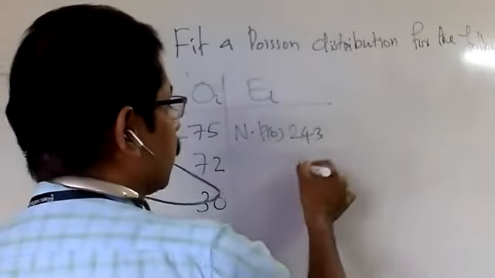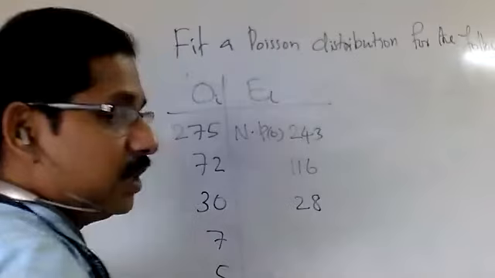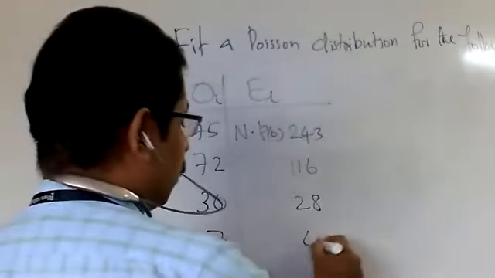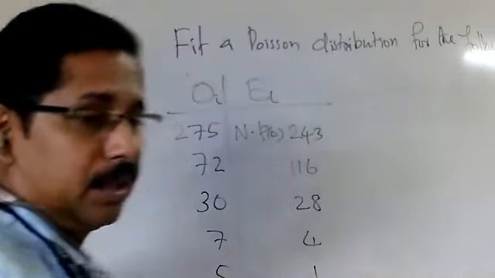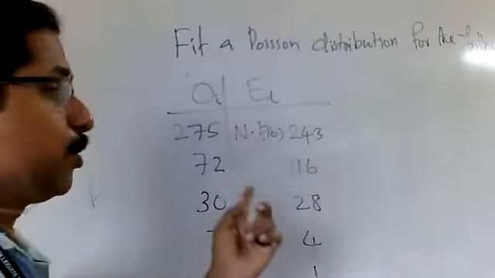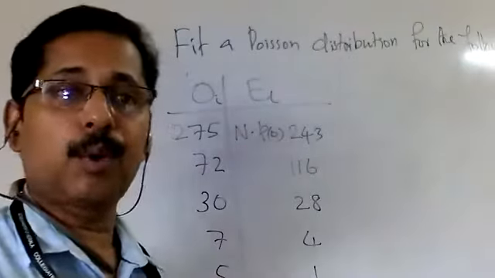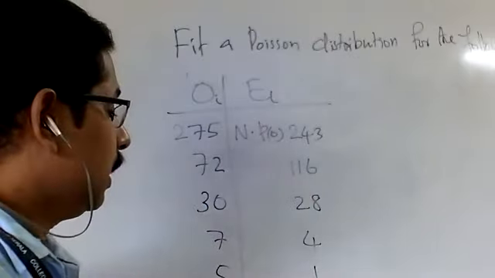Similarly, the next value is 116, next is 28, then 4, then 1, 0. So this is the expected value. Expected value is obtained by using the given probability model and total frequency. Multiply that with the total frequency.